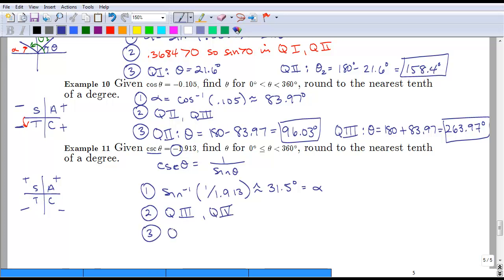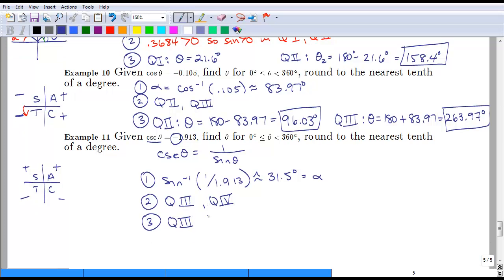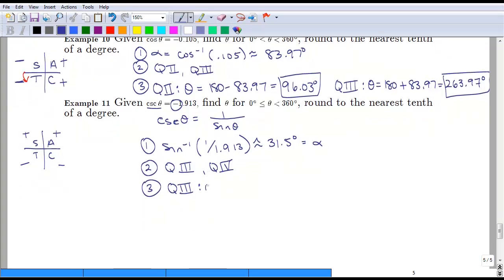And then third step, we'll actually find these angles. So in quadrant 3, theta is going to be, again, we're moving forward off of 180. So we're going to add to 180. And we end up with 211.5 degrees. In quadrant 4, we are coming back off of 360. So 360 minus 31.5 is going to come out to be 328.5 degrees. And these are our two angles.